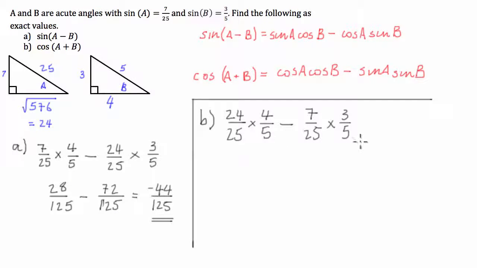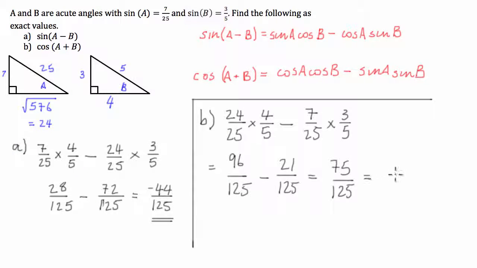Cool. So what we're left with there is 24 times 4 is 96 over 125, subtract 7 times 3 is 21 over 125. That is going to be equal to 75 over 125. Now 25 goes into both of these. We've got 3 on the top and 5 at the bottom, so this is equal to 3 over 5.